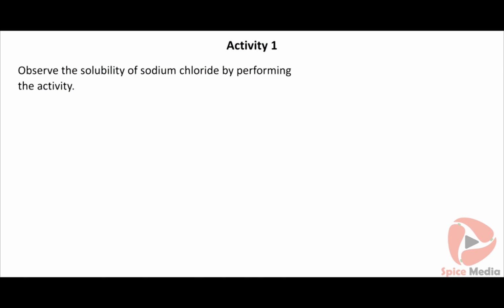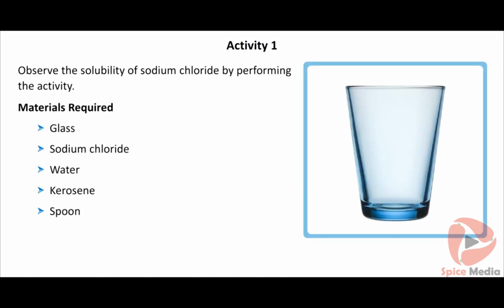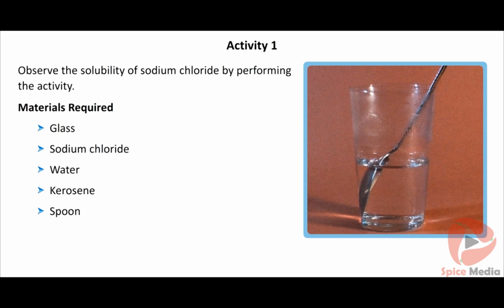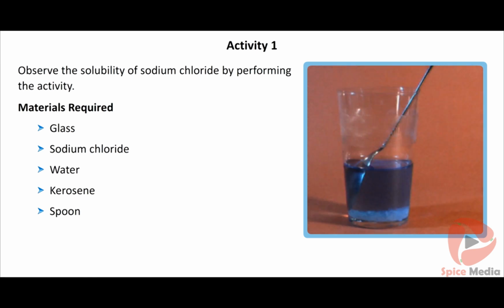Observe the solubility of sodium chloride by performing the activity. Materials required: beakers, water, kerosene and sodium chloride. Procedure: take 2 beakers, add a little water to one beaker, add a little kerosene to another beaker, add sodium chloride to each of the beakers. Stir it with a spoon, observe the solubility.